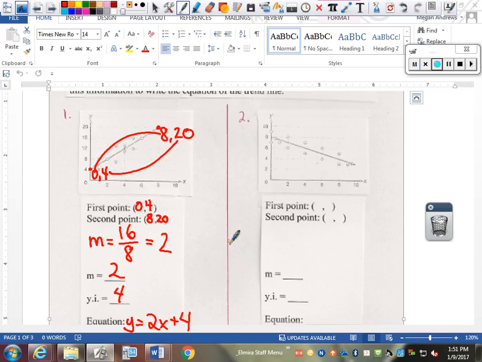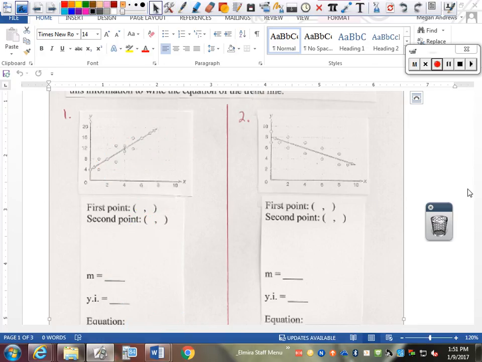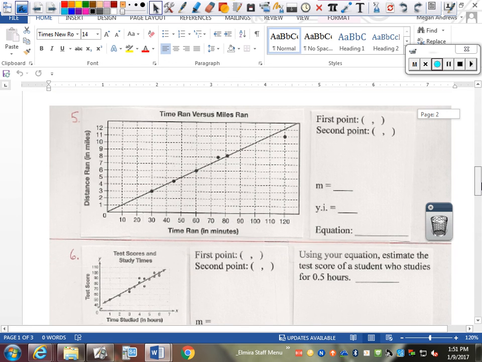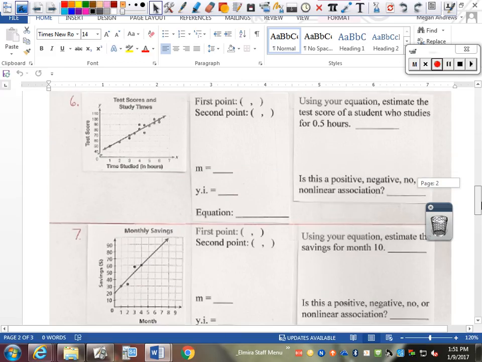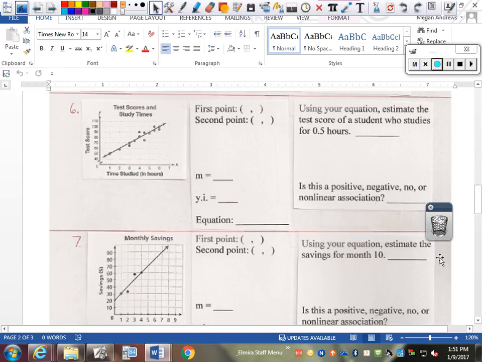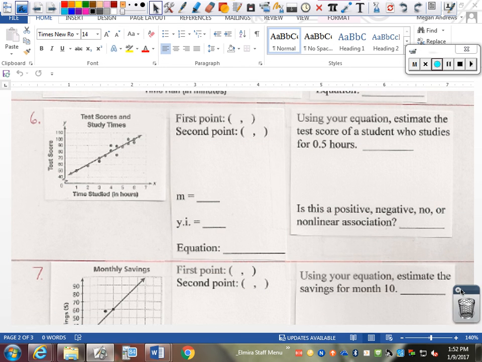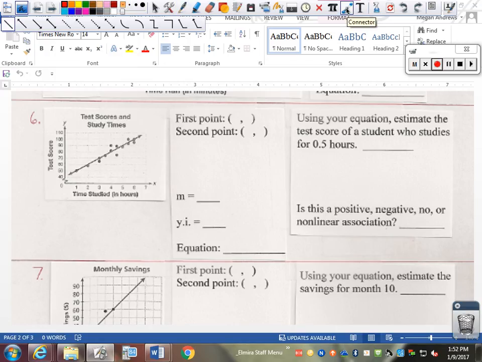Then on the back of the assignment, or further along in here, you have, let's say, number 6. Number 6, we have a graph of the time studied versus test scores. Now the y-intercept, they're not good about drawing it all the way down, so we're going to just extend, and you would do this with a ruler. You would not do this just by hand.